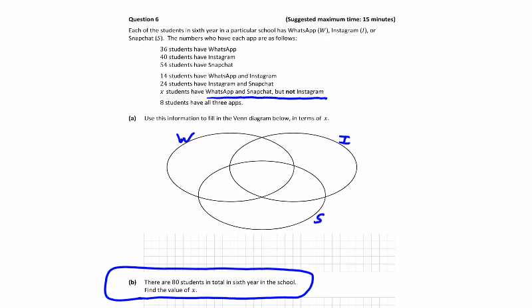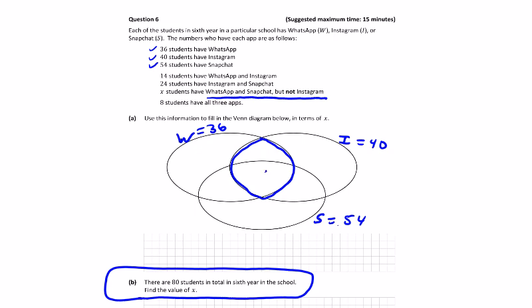So 36 have WhatsApp, equals 36. 40 have Instagram, equals 40. 54 have Snapchat, equals 54. So just tick them off. We've used these 3. 14 have WhatsApp and Instagram. So the question that you have to ask yourself is, are the 14 in both of them, or is it just in the top one? We'll come back to that in a second.